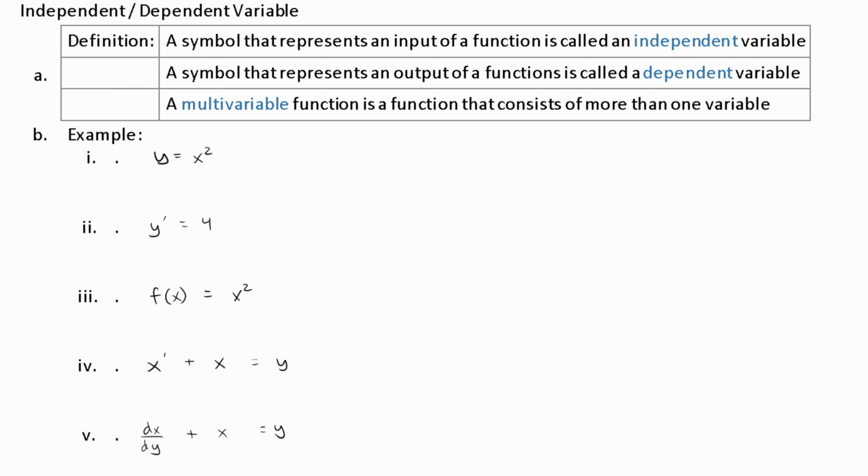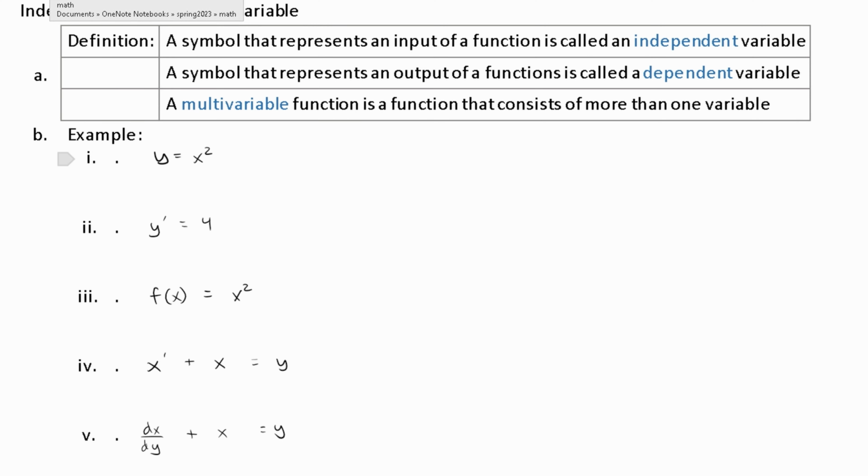Now, the output kind of depends on the rest of the problem. So the output depends on that independent variable. And a multivariable function is a function that consists of more than one variable. We'll get into that later, but essentially if we have more than just x's and y's, that is a multivariable function.